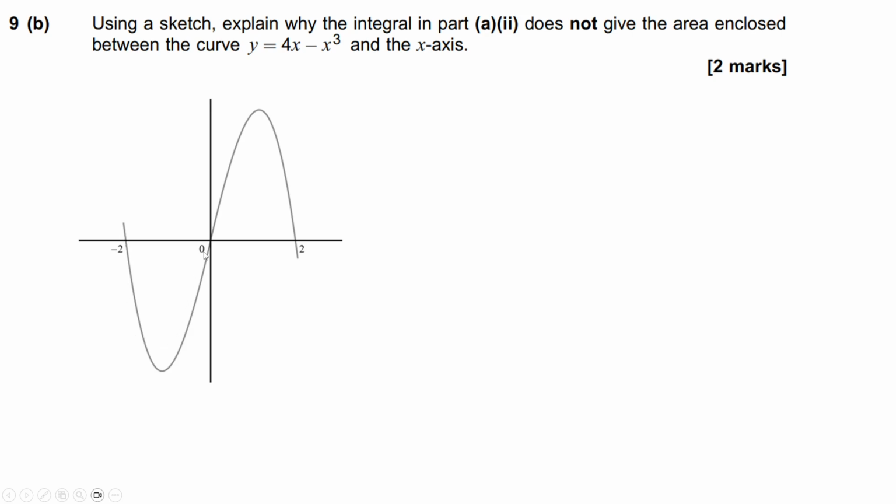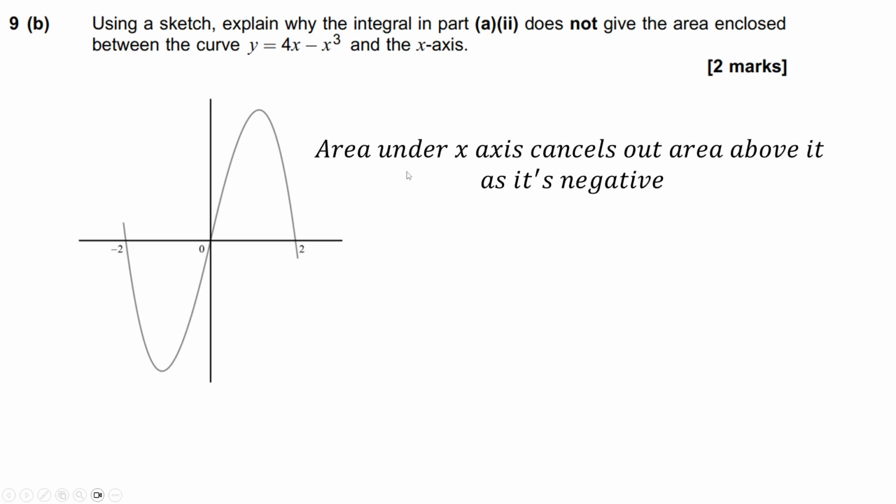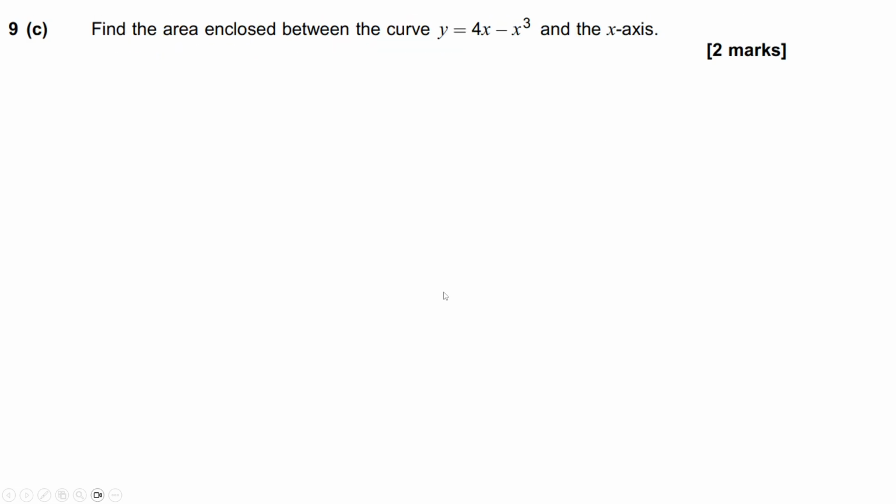So this here will look exactly like that, but it's just been flipped on the x-axis, and then also on the y-axis, actually. Or it's just been rotated, actually. But anyways, what you need to say is the area under the x-axis cancels the area above it, because the area below is a negative.